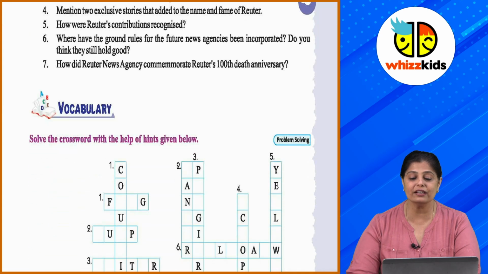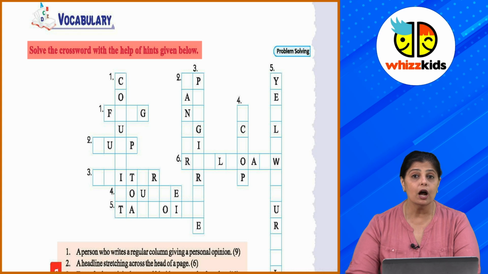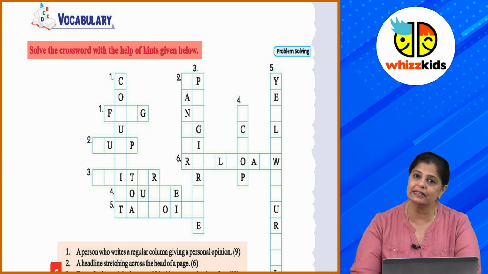Alright, so let's focus on our vocabulary now. Solve the crossword with the help of hints given below. So, अभी यहाँ पे आपको newspaper से related और journalism से related certain words हैं. Okay. So, you have to put the right words in the grid, okay? Like a person who writes a regular column giving a personal opinion is a columnist, okay? Now, accordingly, you have to start writing your own words. Ensure you can refer to the dictionary or you can take your teacher's help or elder's help at home.